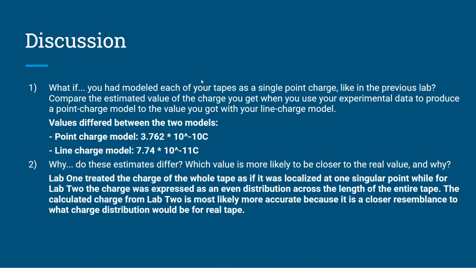And then for number 2, why do these estimates differ? Which value is more likely to be closer to the real value and why? I said Lab 1 treated the charge of the whole tape as if it was localized at one singular point, while for Lab 2 the charge was expressed as an even distribution across the length of the entire tape. The calculated charge from Lab 2 is most likely more accurate because it is a closer resemblance to what the charge distribution would look like for real tape.